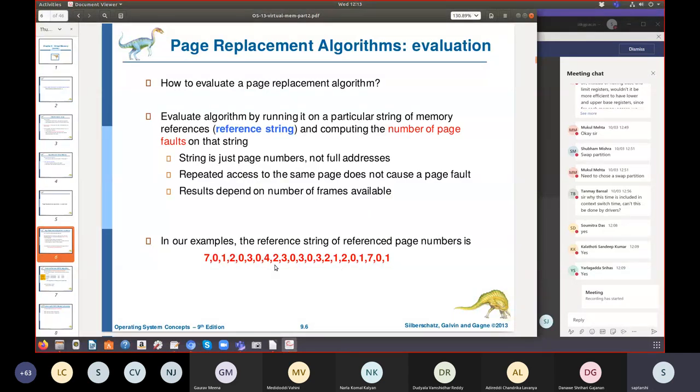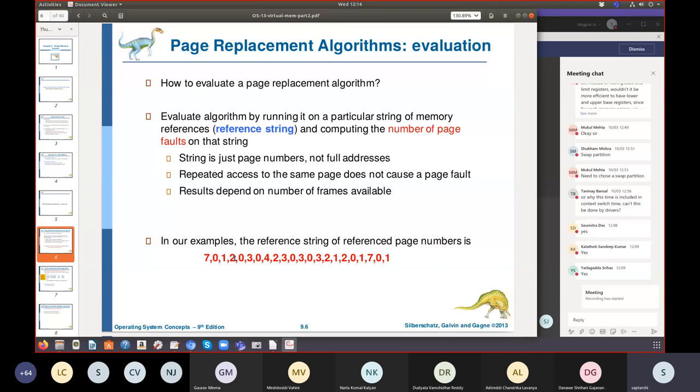Of course, the CPU can demand to access memory from several pages, such as 7, 0, 1, 2, 0, 3, and so on. This is how the CPU is generating addresses. What is the ideal case? That every time the CPU generates an address, that address is found in memory. However, this is the ideal case. This will not happen because we are replacing pages.